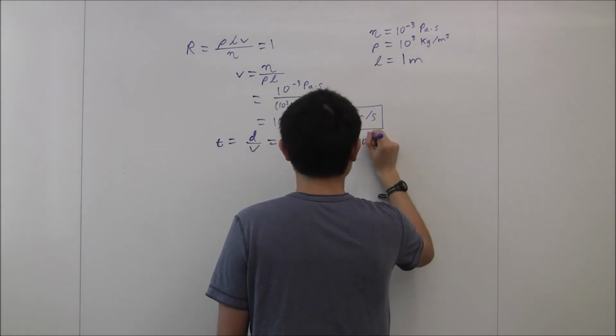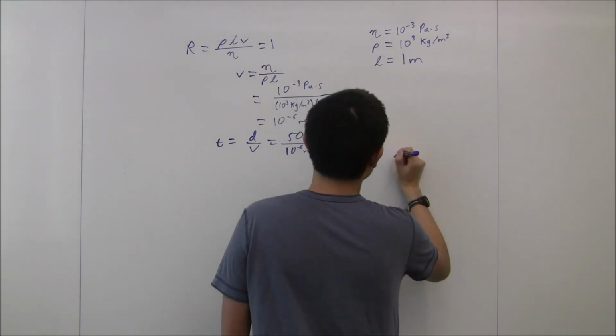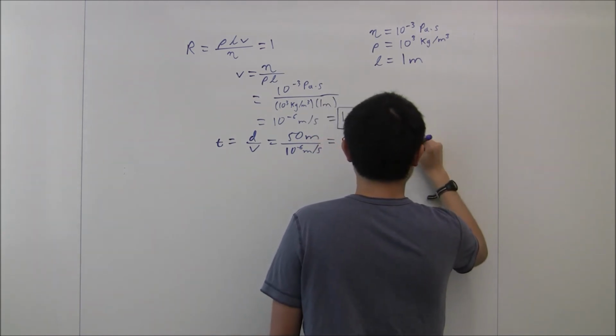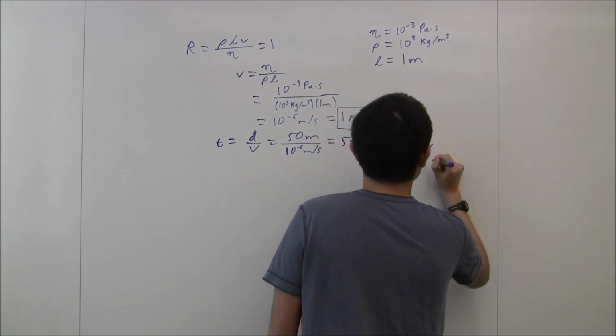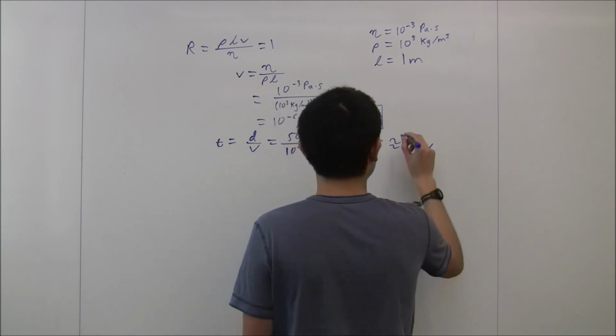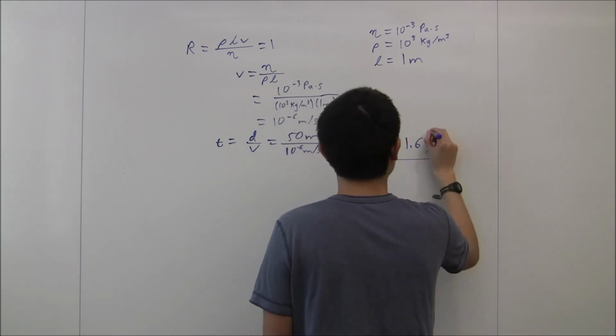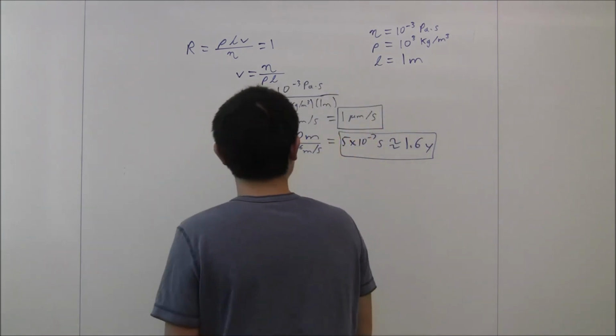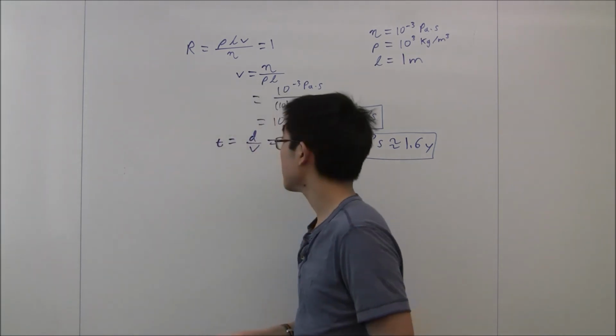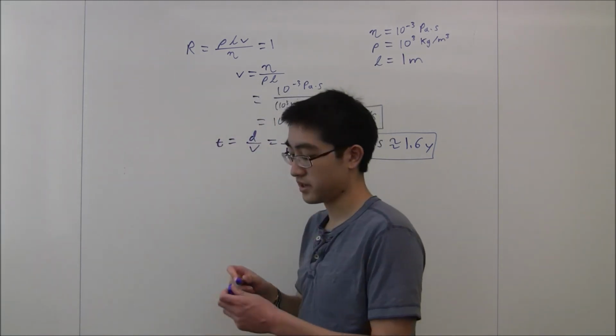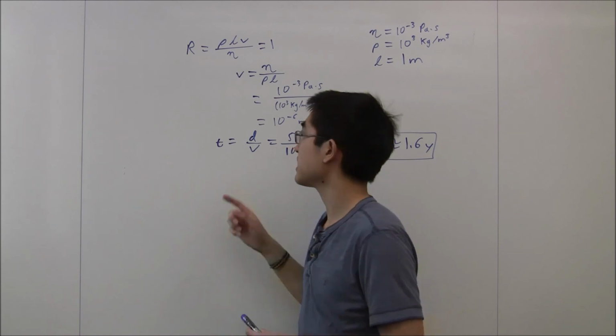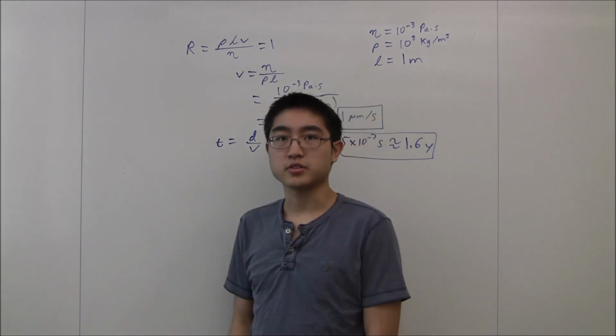5 times 10 to the negative 7 seconds, which is approximately 1.6 years. So that's our final answer for the time it will take for the person swimming at this maximum speed to swim 50 meters.